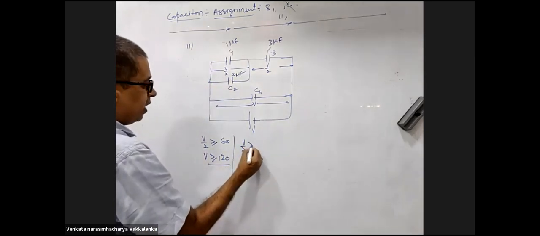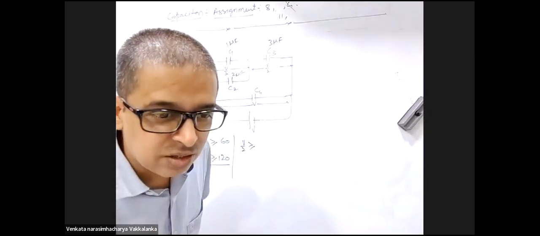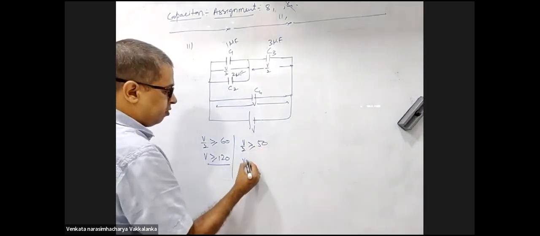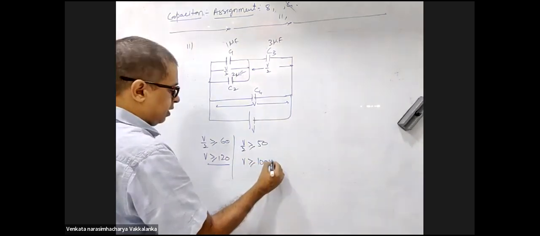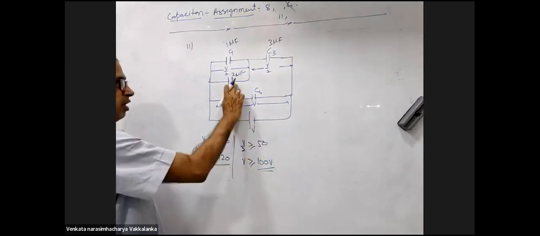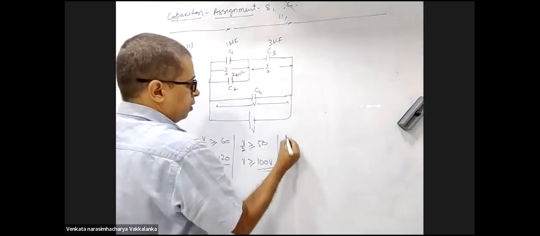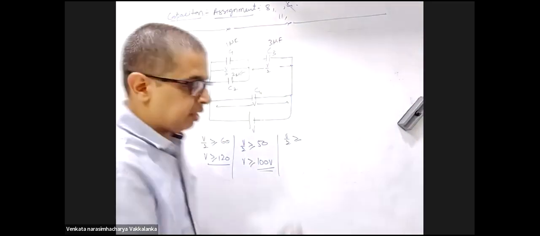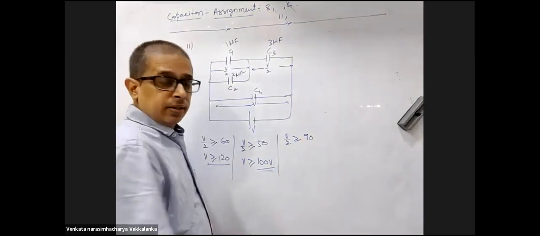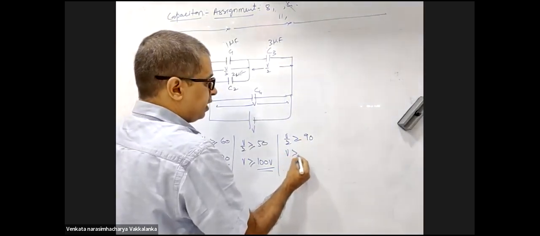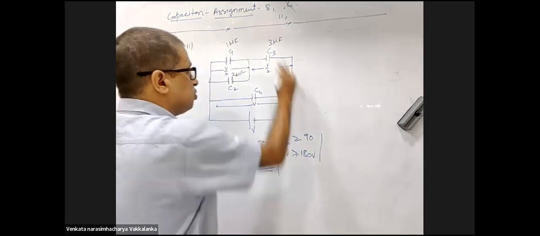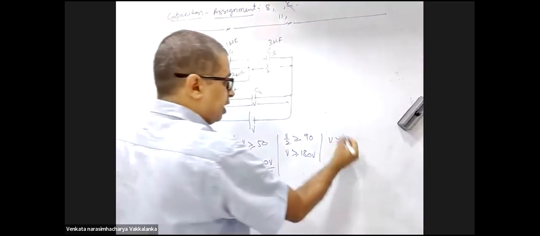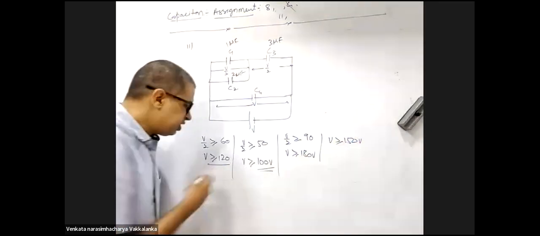C2, V by 2 greater than or equal to, how much did he give for C2? 50. He's verifying if we multiply properly. 100 volts. When V is 100 volts, this will break down. V by 2 greater than or equal to C3's 90, so V greater than or equal to 180 volts, this will break down. V greater than or equal to, how much is given for C4? 150 volts. Which is the least?